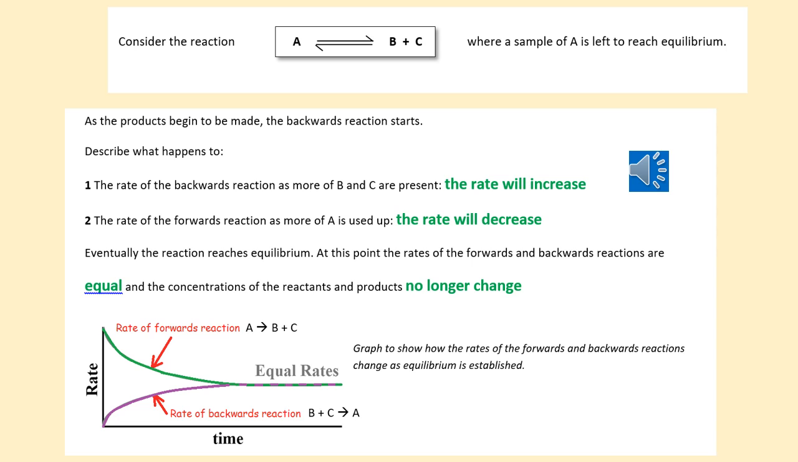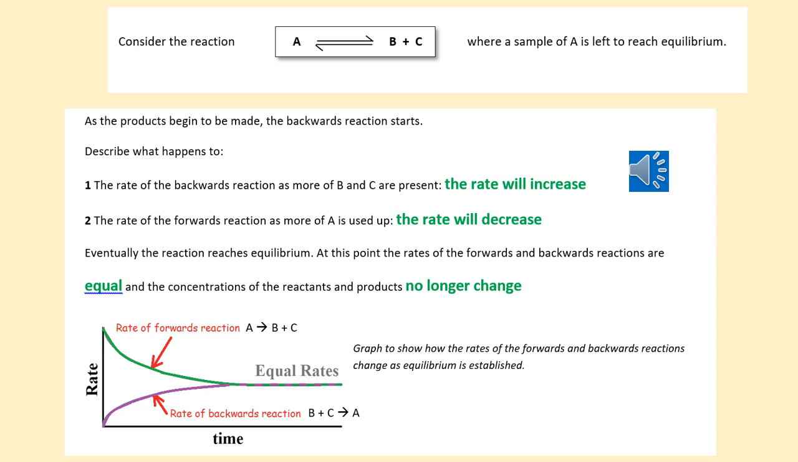Now that is shown on the graph on this page, where you can see the green line is the rate of the forwards reaction that starts high and then gradually drops. And then the rate of the backwards reaction is shown with the purple line. So the rate of that one starts at 0 and then goes up and then flattens off to the same rate as the other one.